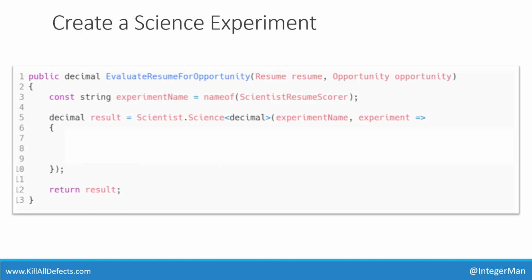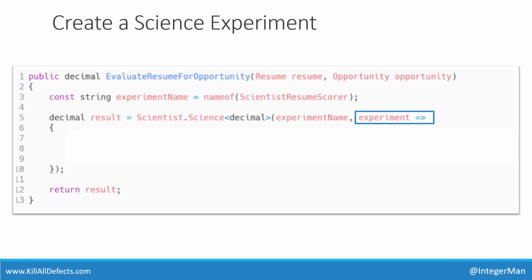Okay, so we create our science experiment. So this is the method inside of our Scientist resume score that actually generates the score. So you see this line right here, Scientist.Science. This is telling us, hey, go ahead with your science experiment, but your science experiment will return a decimal return type. Also, you're going to need a name for the experiment. This is an arbitrary name. This is only used for differentiating things if you're running multiple experiments inside of the same application that are all going to the same result publisher, which we'll talk about in a minute here. And then finally, we give it a lambda expression here, which tells it how to configure the experiment.